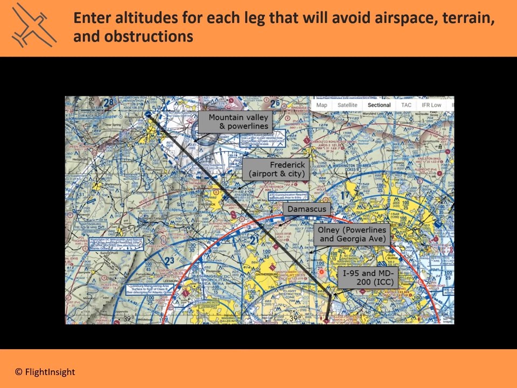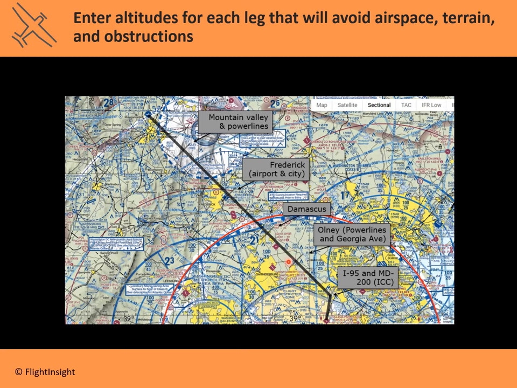Now continuing along, you can see that the Bravo ring of 2500 ends here, and then we're in the 3500 ring of the Bravo. So we can climb to 3000 feet. Now, what would we climb to if it wasn't for the Bravo?